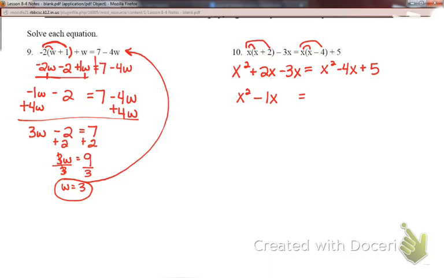On the right side, I can't combine anything over there. There are no like terms. So x squared minus 4x plus 5. I just rewrite it. Okay, now I'm ready to start moving things around.